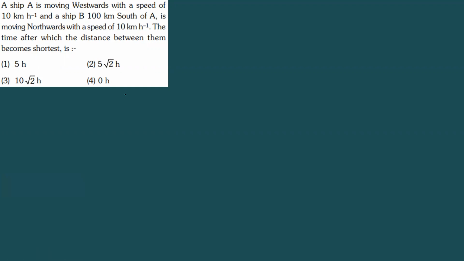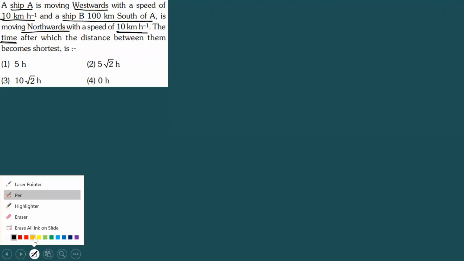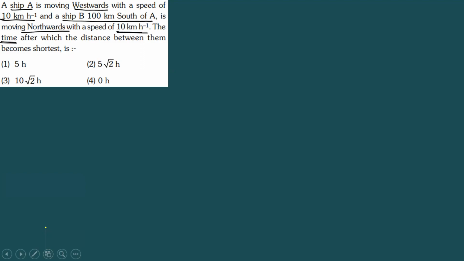The question states a ship A is moving westwards with a speed of 10 kilometers per hour, and there is another ship B, 100 kilometers south of A, moving northwards with a speed of 10 kilometers per hour. The time after which the distance becomes shortest. So he's asking us what is the time after which the distance will become shortest. We can also calculate the shortest distance, but in this problem we need to calculate the time after which the distance becomes shortest.